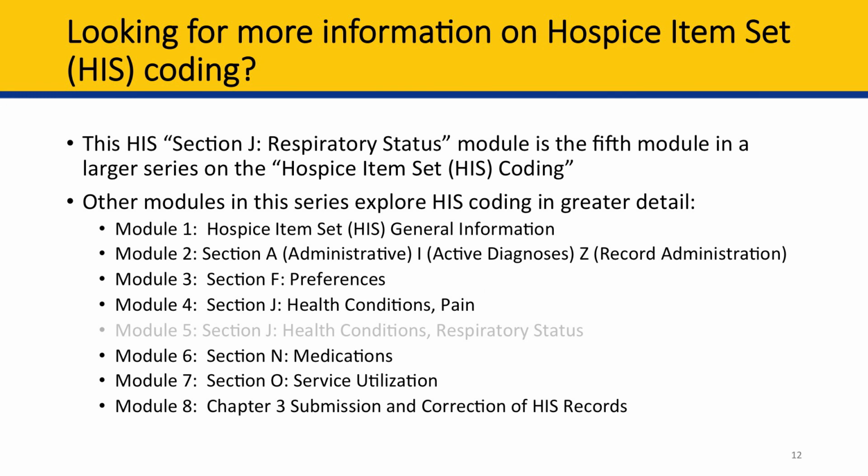This concludes the module Section J, Respiratory Status. This module covered the items in Section J, Respiratory Status, including the shortness of breath screening and treatment items, as well as their associated quality measures. This module is the 5th of 8 modules in the series, Hospice Item Set Coding. The other modules in this training series are listed here, and we encourage you to view these training modules as well, to understand more about HIS coding and learn how it may help you in your hospice.